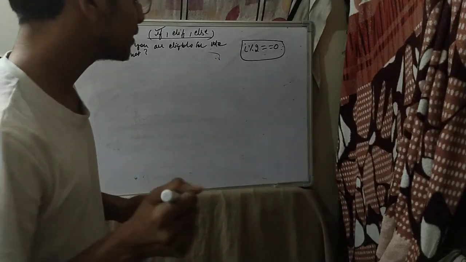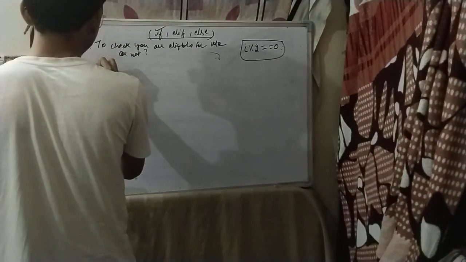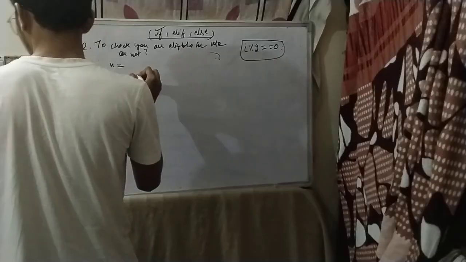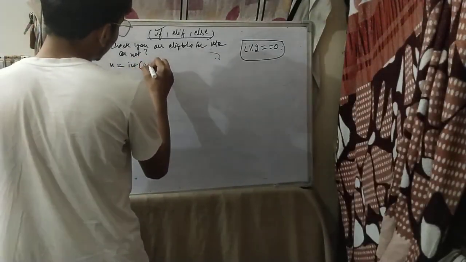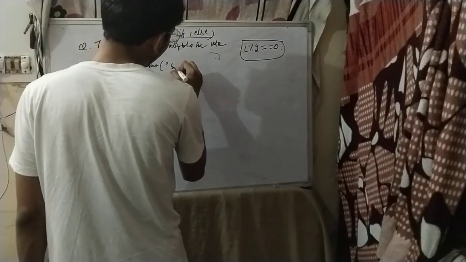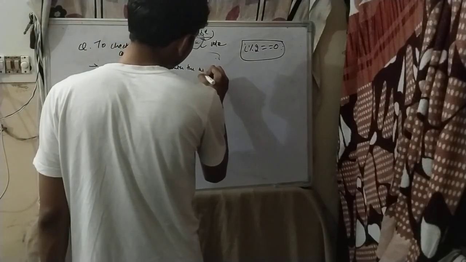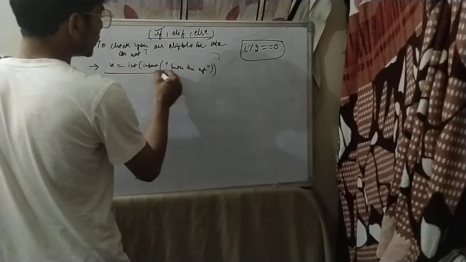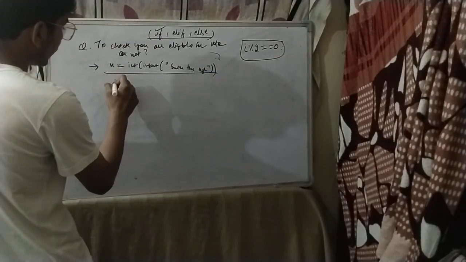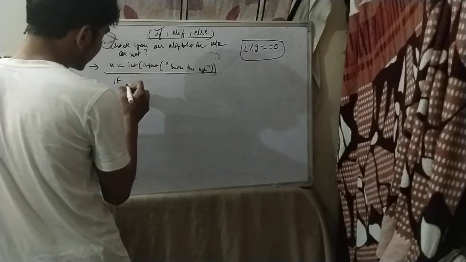So the code is here, just write it directly. N equals int input, enter the age. Okay, so what I am going to do here, I am going to use an if condition, then I am going to write here.